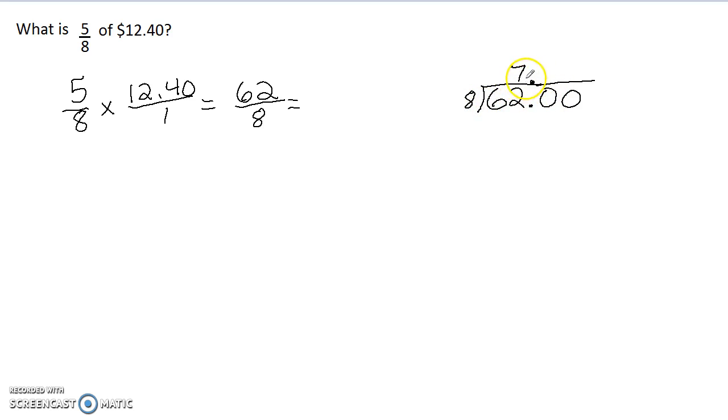So 8 goes into 62 7 times, and then I have 6 left over. So 8 goes into 60 another 7 times, and then I'll have 4 left over. Again, I'm doing the short division. 8 goes into 40 5 times, and then I'm done. So the answer here is 7.75, but being that we are multiplying a fraction by money, we want to answer this in terms of money. So this is actually $7.75.